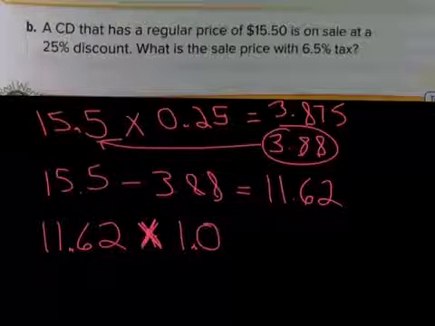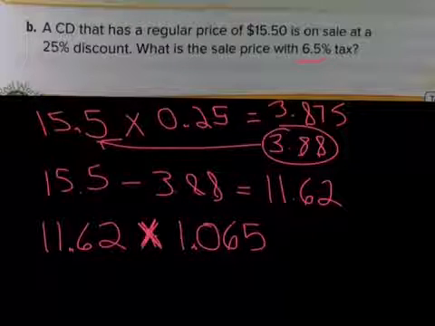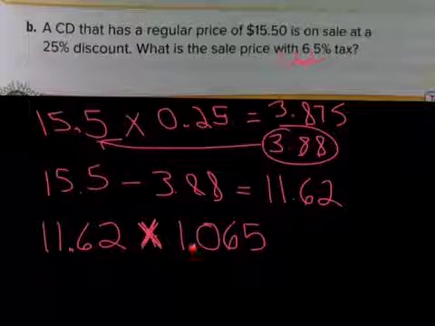So 1.065, which is 6.5%, right? Remember, the decimal jumps over 2 times. 1, 2, so it jumped over 1, 2, and there's the decimal.